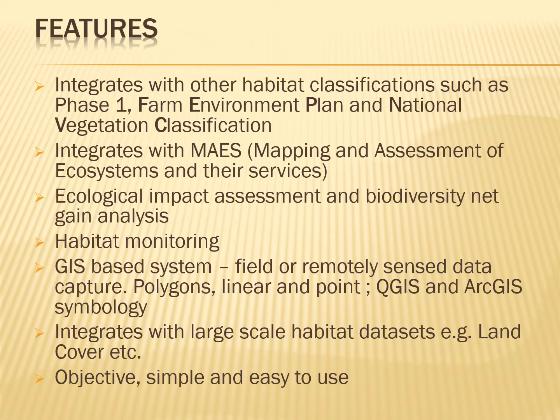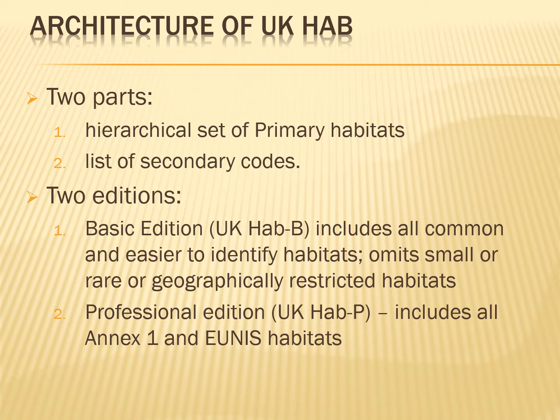The scheme itself is designed for digital mapping using geographical information systems, and it will incorporate mapping derived from remote sensing as well as field surveys. The scheme can be used by experienced ecologists or by non-professional volunteers for citizen science projects. It has two parts: a hierarchical set of primary habitat codes and a list of approximately 300 secondary codes.